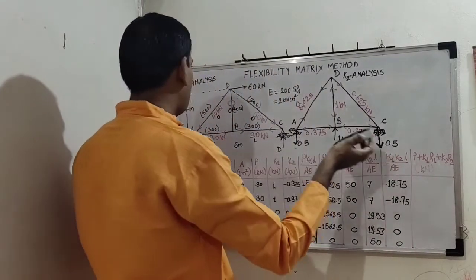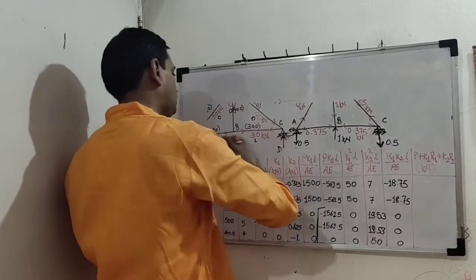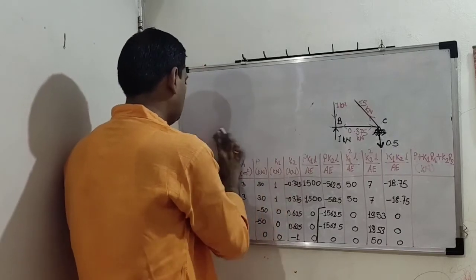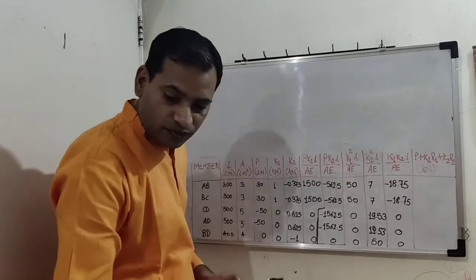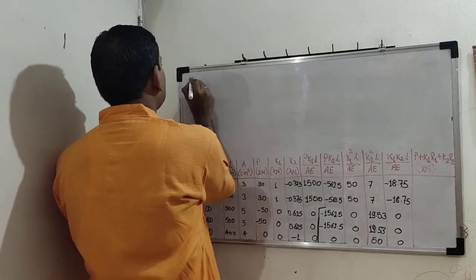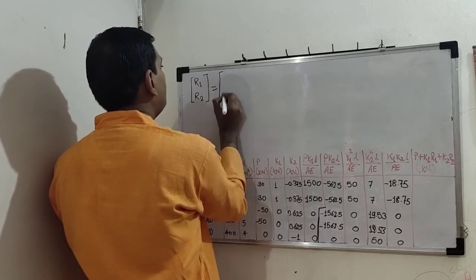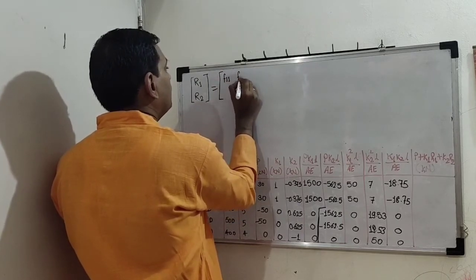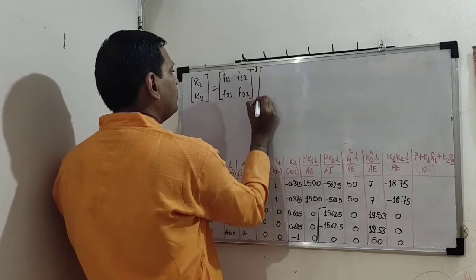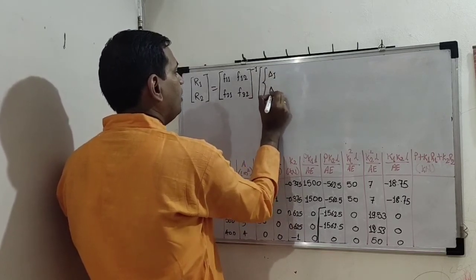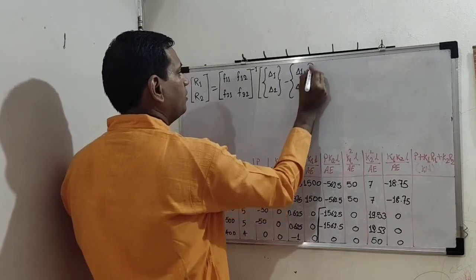So let us write first of all our matrix equation. Now we do not need these diagrams. So let us first of all write our matrix equation: R1, R2, which are our two unknown reactions, is equal to the inverse of the matrix F11, F12, F21, F22, into delta 1, delta 2, minus delta 1L, delta 2L.